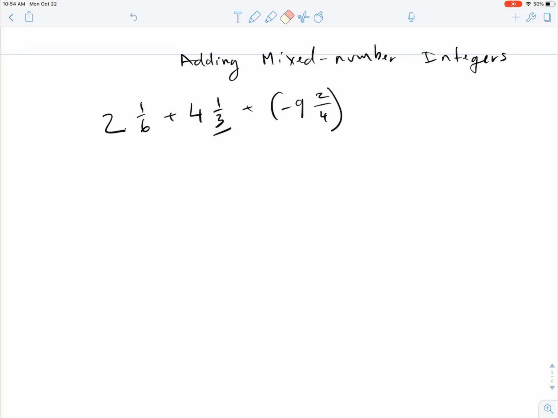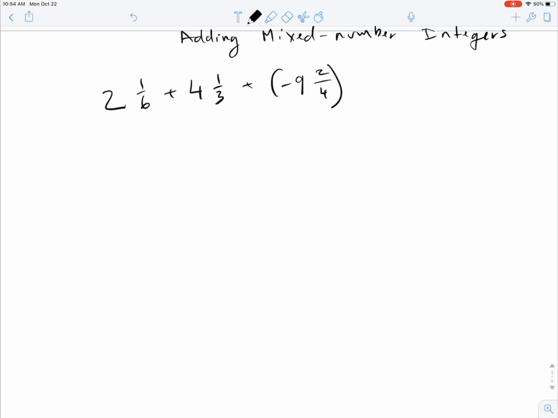Happy Monday. I'm going to show you how to add mixed number integers. We learned in class how to add two numbers, and for tomorrow's retake, you will have one example with three numbers. I'm not going to write step by step here. I'm just going to work it out, and along the way, I'll explain what I'm doing.